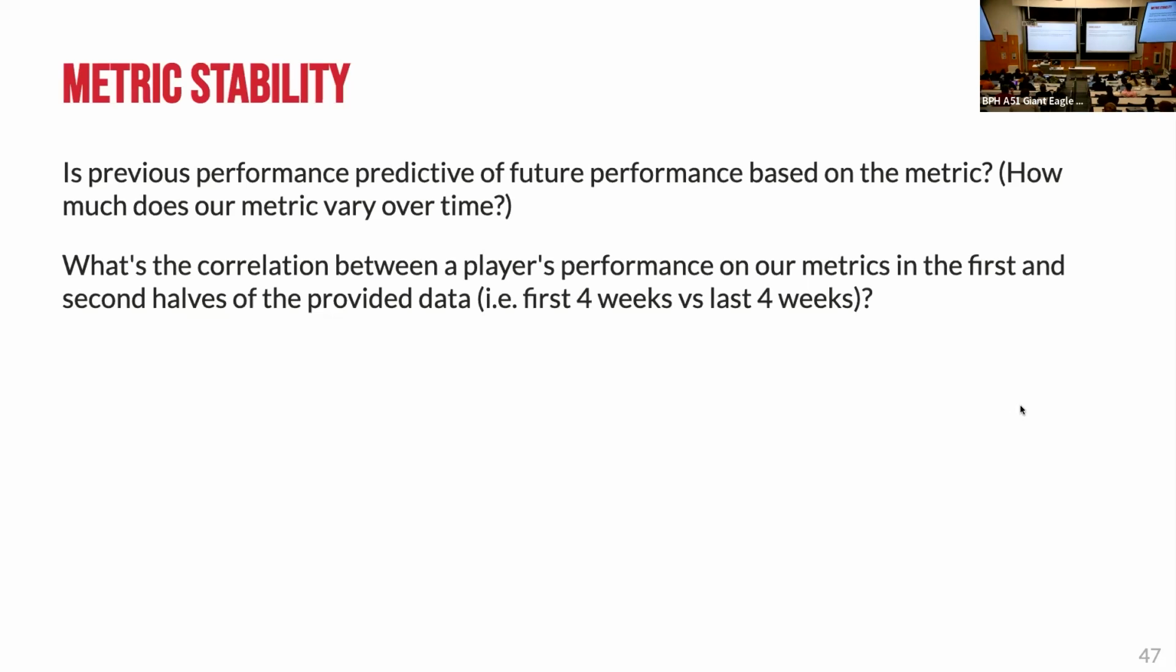I think the last question that I asked in that first slide about metric validation was about stability. In particular, the question we're trying to answer here is: is previous performance predictive of future performance based on the metric? Or how much does our metric vary over time? In our context, what is the correlation between a player's performance on a metric in the first and second halves of the provided data? So we're going to split the data into two parts, first 4 weeks and last 4 weeks of the first 8 weeks of the 2021 season, and look at the correlation between their strain values.